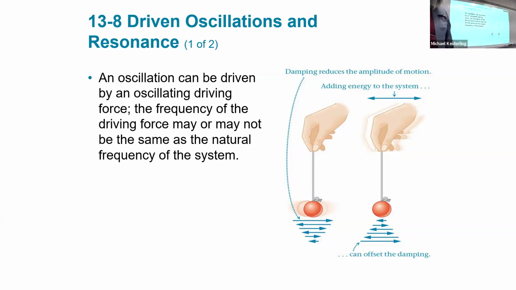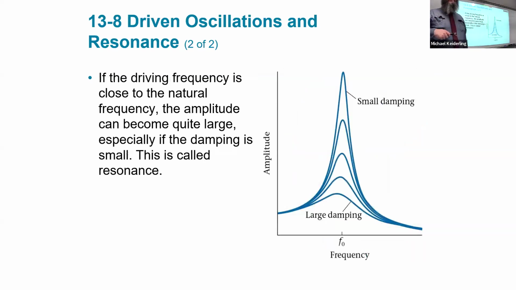In that case, when you have a driven oscillation, if the driving frequency is equal to the natural frequency of the system, that will lead to the maximum amplitude. It will absorb the most energy. So if the driving frequency is close to the natural frequency, the amplitude can become quite large, especially if the damping is small, and this is called resonance.